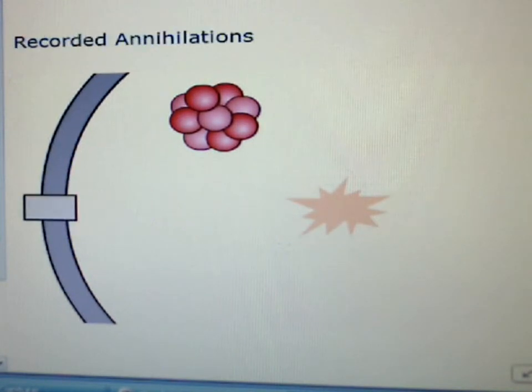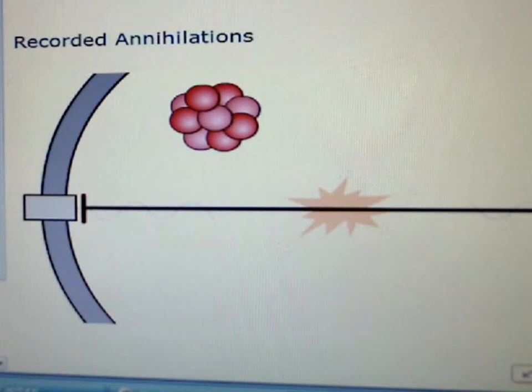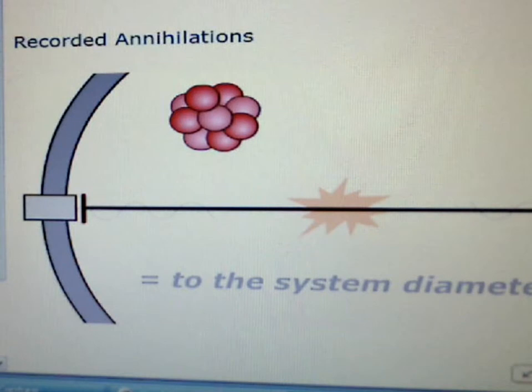Recorded annihilations require the simultaneous detection of two 180-degree opposed photons. These photons must travel a distance equal to the system diameter within a time frame set electronically by the coincidence window. The coincidence window is thus specific to each system type.